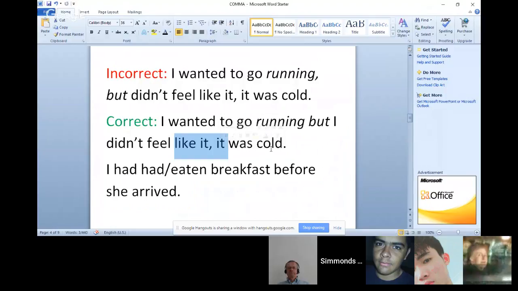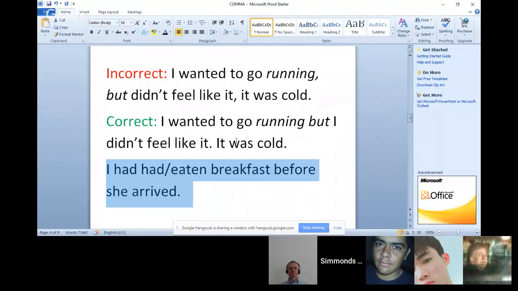But if you think about it, I didn't feel like it, period. And then we say this, it was cold. That's okay too. But if it's written, we might do it like this. And so really it's fine to have these two words together. And that's where this conversation came up last time about using two of the same words together. We don't always need a comma or a period to separate the sentences. For example, I had breakfast before she arrived.